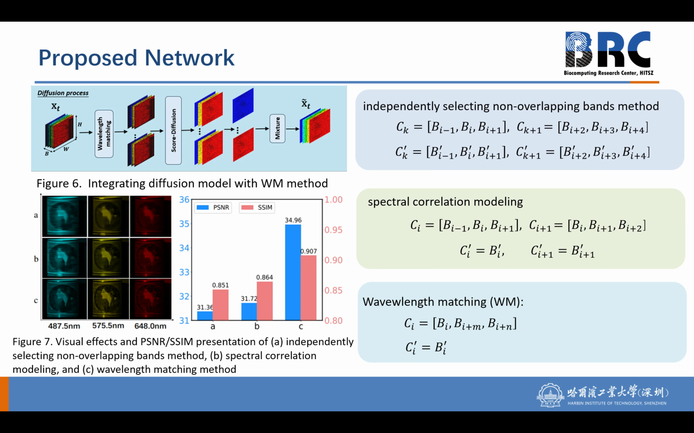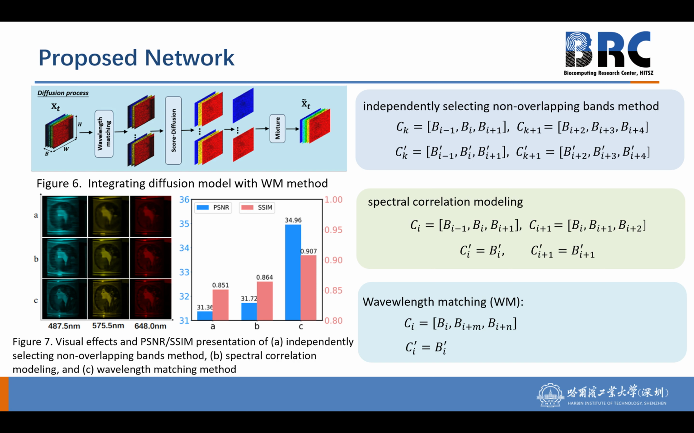For example, there will be a band jump between Bi+1 and Bi+2, which affects the quality of the reconstruction. So we proposed to conduct spectral correlation modeling, fitting the 3 neighboring bands into the diffusion model and getting the reconstructed intermediate band after reconstruction.